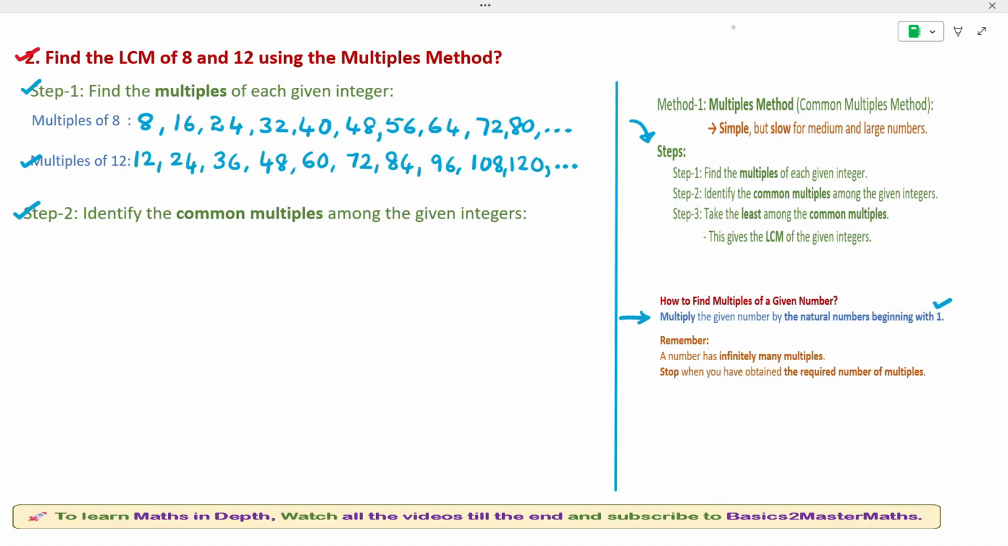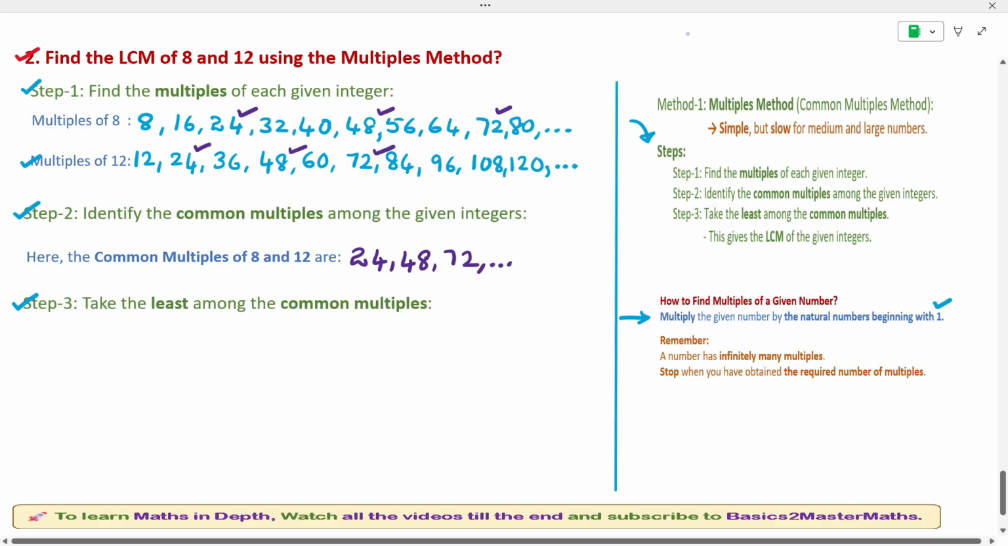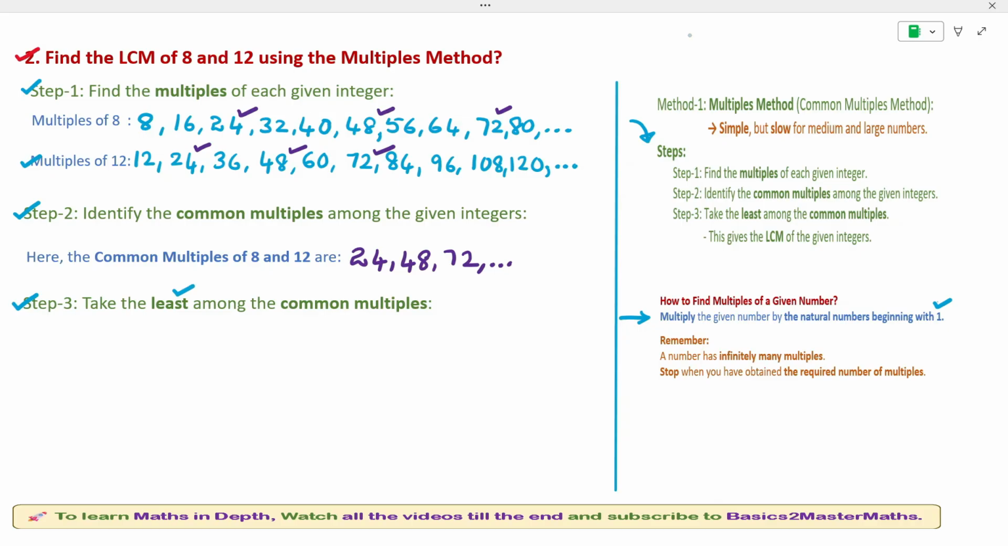Step 2. Identify the common multiples among the given integers. Observe carefully the common multiples of 8 and 12 are 24, 48, 72, and so on. Got it? Step 3. Take the least among the common multiples. Here, 24 is the least common multiple.